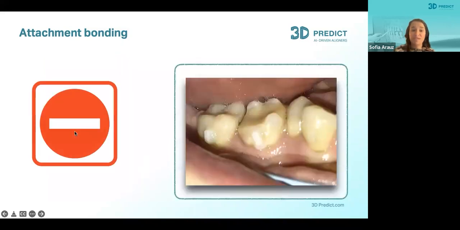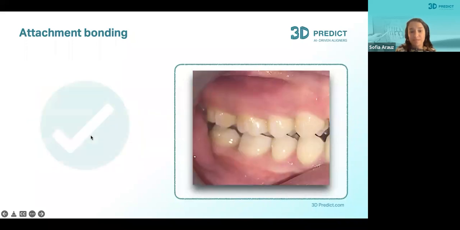Now, what we don't want to see when you're bonding the attachments, look at all the extra material on those molars. You can see it around the second molar all over, like a little circle around the attachments. You can see it on the gingival margin of the first molar. Please make sure all that extra material is gone.